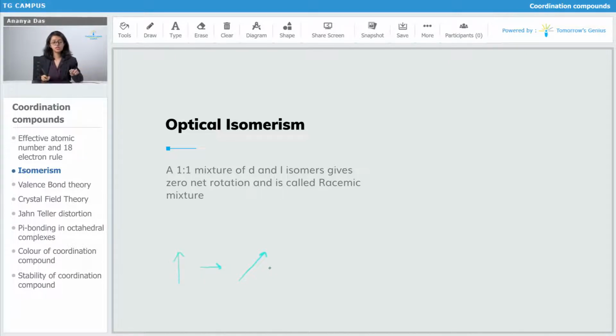Okay, now this has been done. Now you pass this plane polarized light through the levorotatory mixture. This levorotatory mixture is going to rotate the plane polarized light towards the left by 60 degrees. So what are we going to get? We are going to get the plane polarized light back in the direction in which it was originally. So you have zero net rotation and therefore a 1:1 dextrorotatory and levorotatory mixture. 1:1 means they are present in equal amounts. It is called a racemic mixture, and a racemic mixture always has zero net rotation.